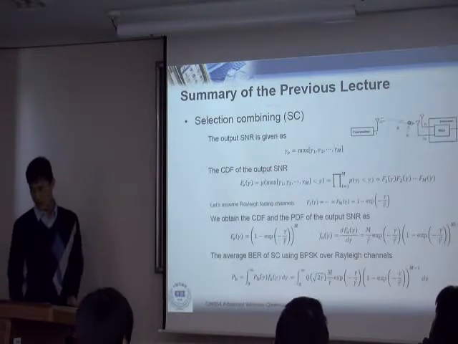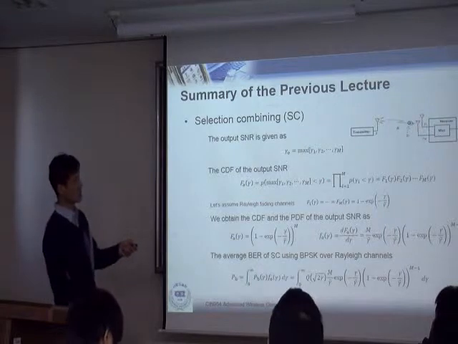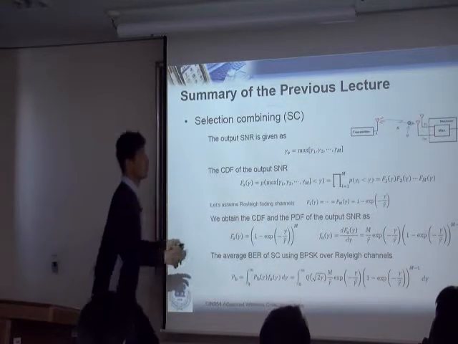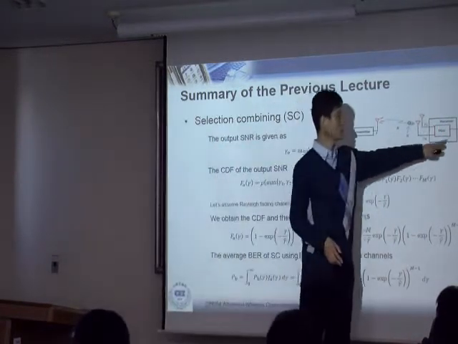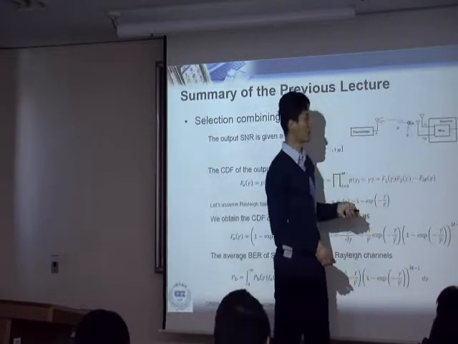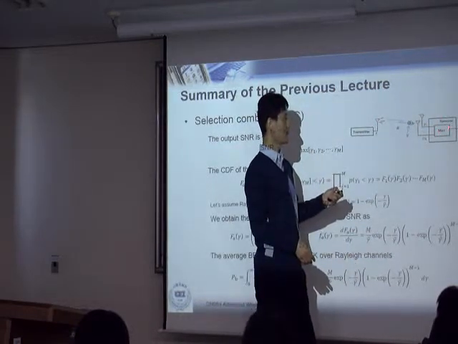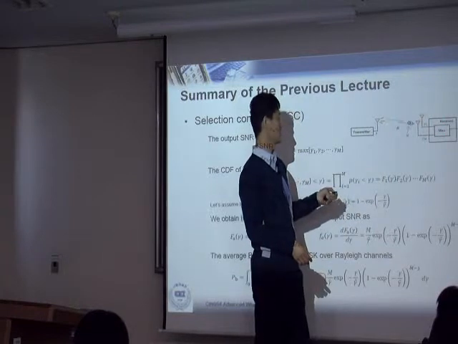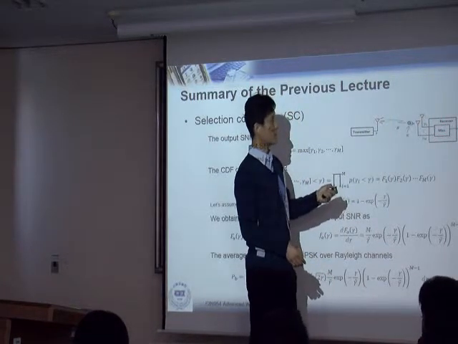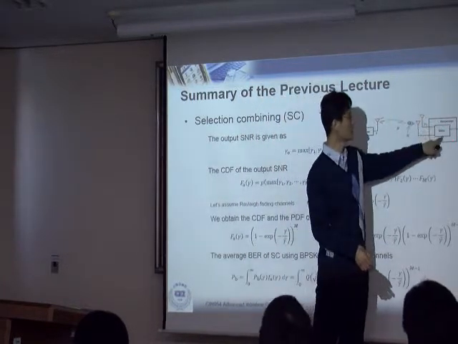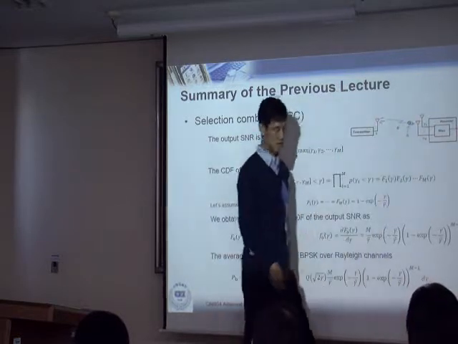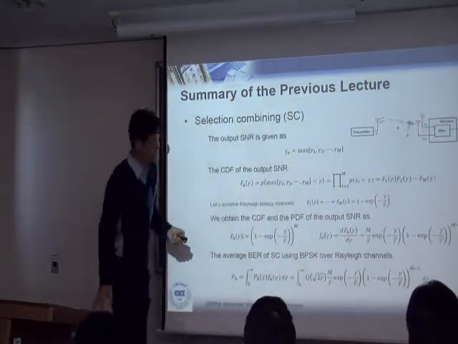And that's the performance. And when you have selection combining, again, you change how you operate the receiver. Earlier it was MRC combining. In this case, I use selection combining. So depending on how you operate the receiver, your output SNR is going to be different. And this is an example of selection combining.